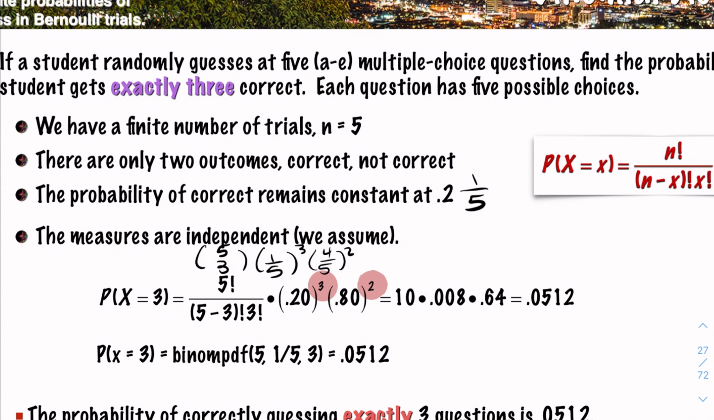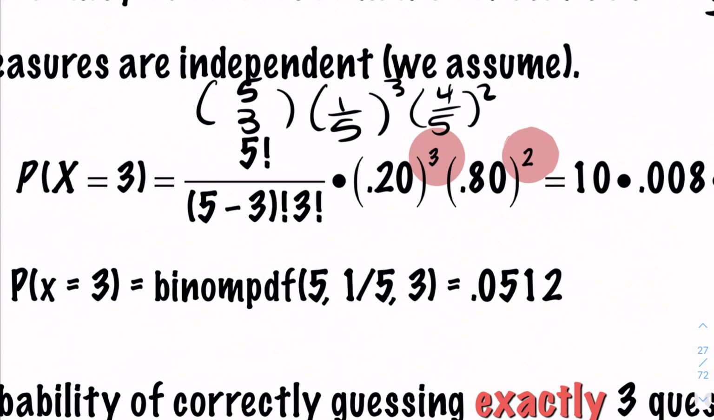We could just as equally do this by using our calculator. So if we go Binomial PDF, we go 5, 1/5, 3, we get the exact same value.